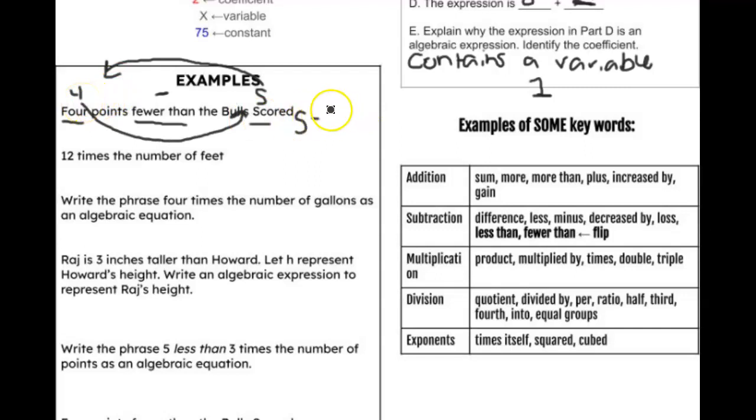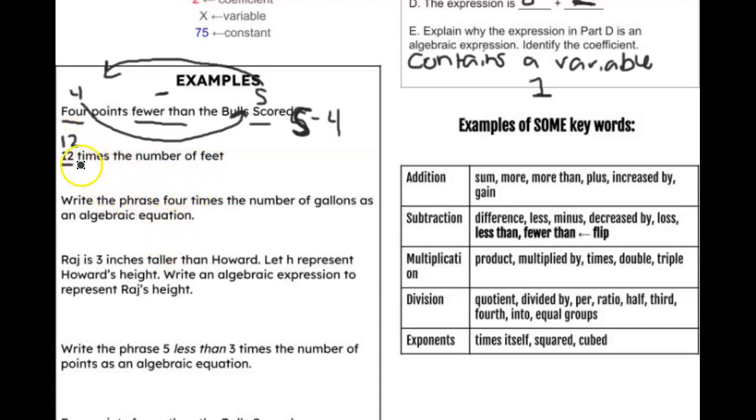So if it was 4 points fewer than, that means I'm subtracting that from the total score. We don't know the total score, so we are keeping it as a variable. The variable is the unknown, and we cannot solve this. This is done. Sorry, my S looked like a 5, and it was making me mad. Not that that's a better S. Let's look at the next one. 12 times the number of feet. Let's look for our number. Oh, it's 12. We're going to write that above it.